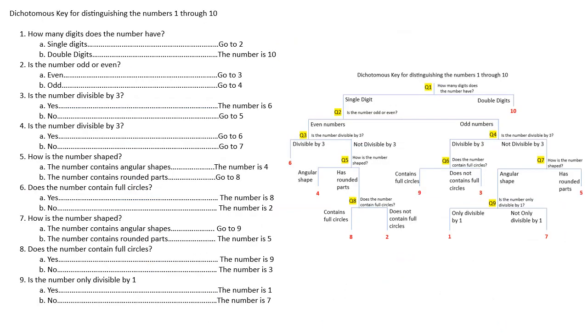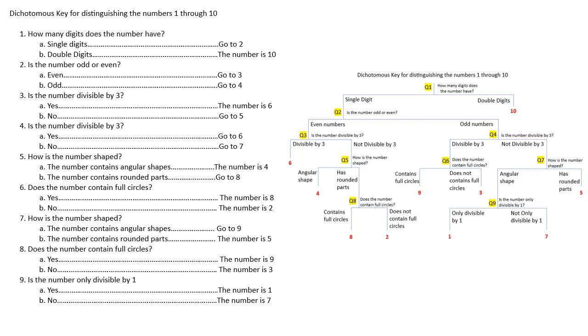And this is the final key to distinguish the numbers 1 through 10. It starts with saying how many digits does the number have? So if it has a single digit, you go to question number 2. If it's got double digits, you already know the number is 10.